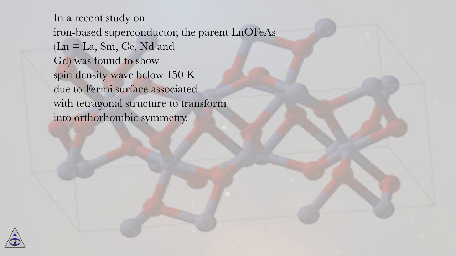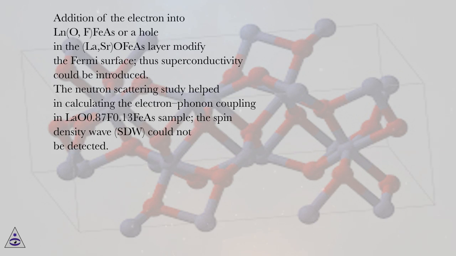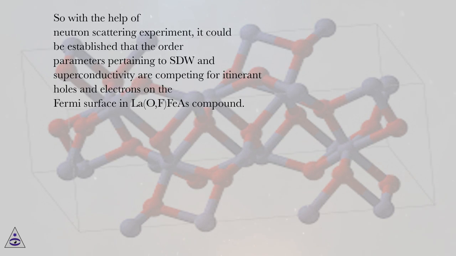In a recent study on an iron-based superconductor, the parent LnFeAsO, where Ln equals La, Sm, Nd, and Gd, was found to show a spin density wave below 150 K due to the Fermi surface, associated with the tetragonal structure transforming into orthorhombic symmetry. Addition of an electron into the LaOFeAs phase, or a hole in the La-Sr-O-Fe-As layer, modifies the Fermi surface, so superconductivity could be introduced. The neutron scattering study helped in calculating the electron-phonon coupling in the LaO0.87F0.13FeAs phase sample. The spin density wave, SDW, could not be detected. So with the help of neutron scattering experiments, it could be established that the order parameters pertaining to SDW and superconductivity are competing for itinerant holes and electrons on the Fermi surface in the LaOFeAs phase compound.